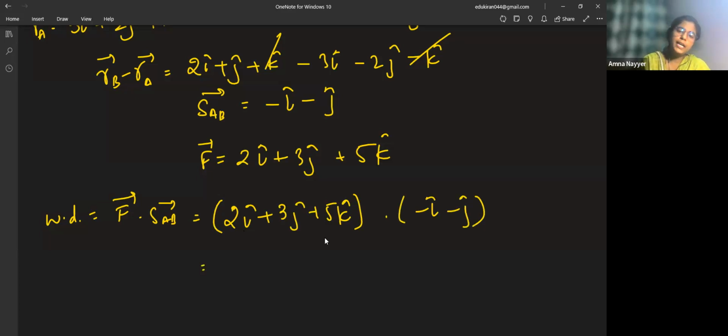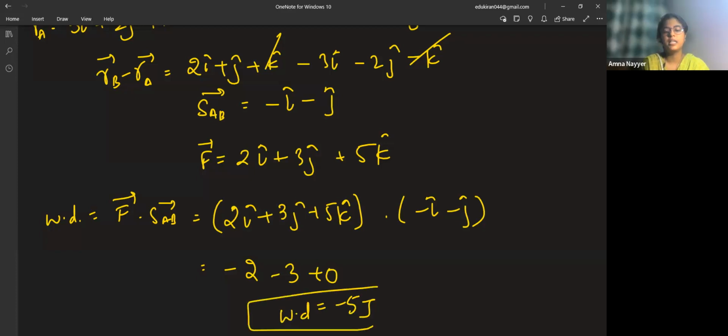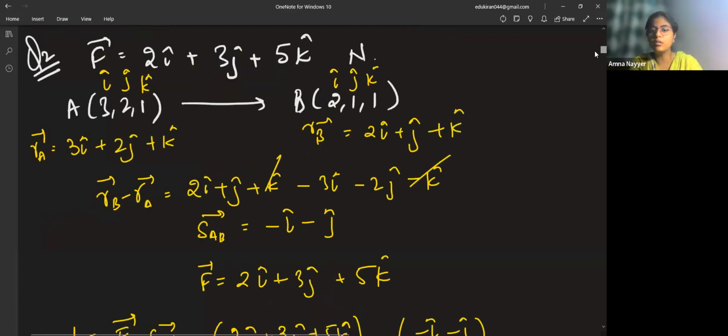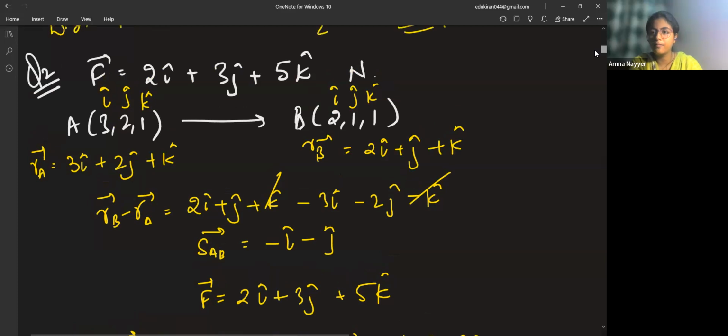So 2 into minus 1 becomes minus 2. 3 into minus 1 becomes minus 3. 5 into 0 becomes 0. So the answer is minus 5 joule. This is the work. Note it down. I have told you this is only valid if the force is constant. Then we'll see how to solve it if you have variable force.